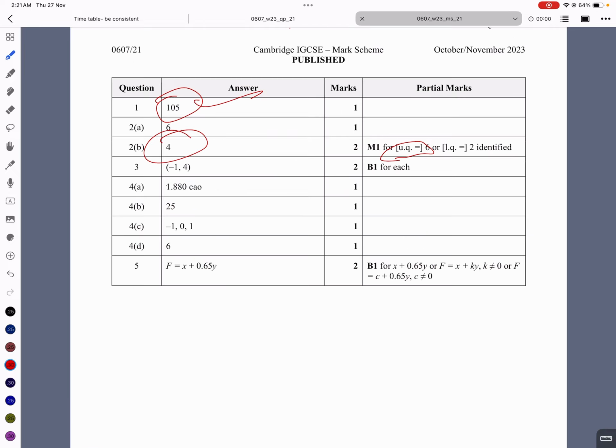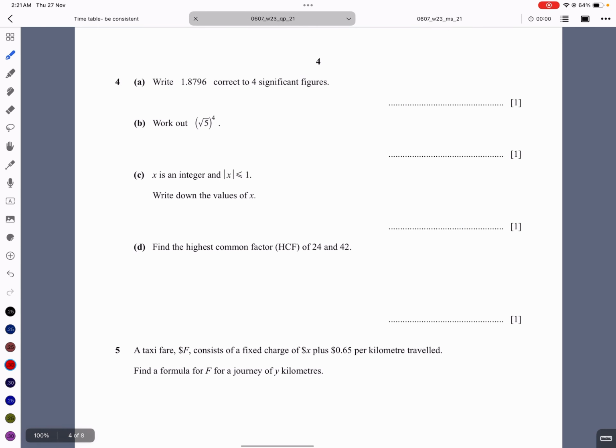You can check the answer. It's also minus 1 and 4. Next question is, write 1.8796 to correct to 4 significant figures.